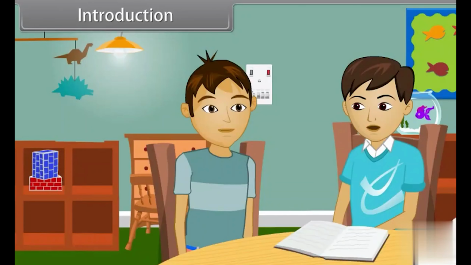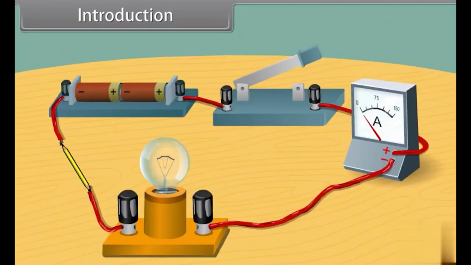Arjun, you must know that graphite is a non-metal, but it is a good conductor of electricity. I don't have any idea about that. Okay, I will show you with the help of an experiment. When we switch on the circuit, the multimeter shows an electric current reading. It shows that graphite allows the electric current to pass through it. Hence, graphite is a good conductor.